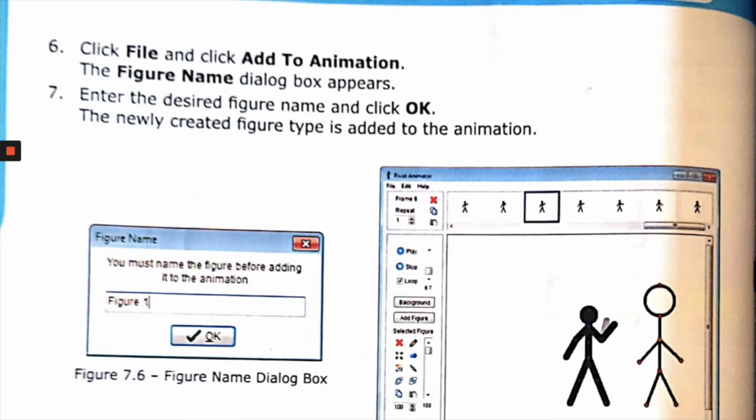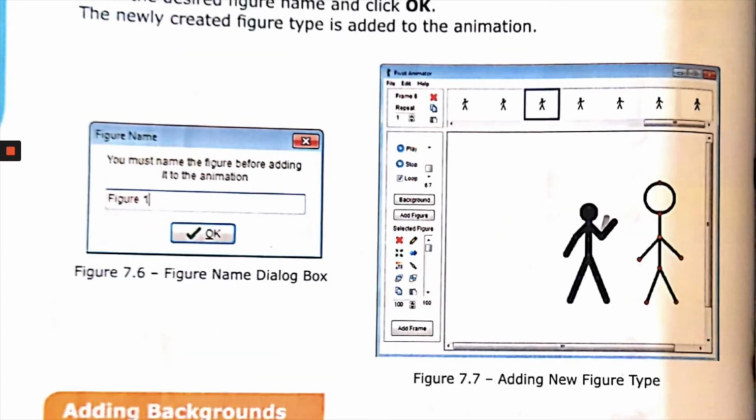When you have entered the required name that you want and click OK, the newly created figure type is added to the animation. The stick figure that you have created will be added to your animation as shown in the figure below. Adding a new figure type is shown in figure 7.7.